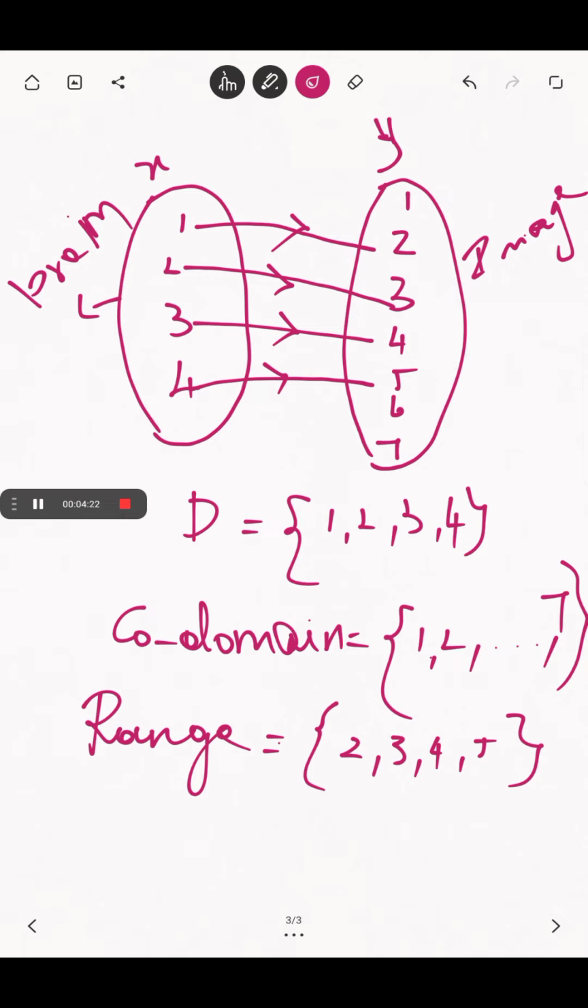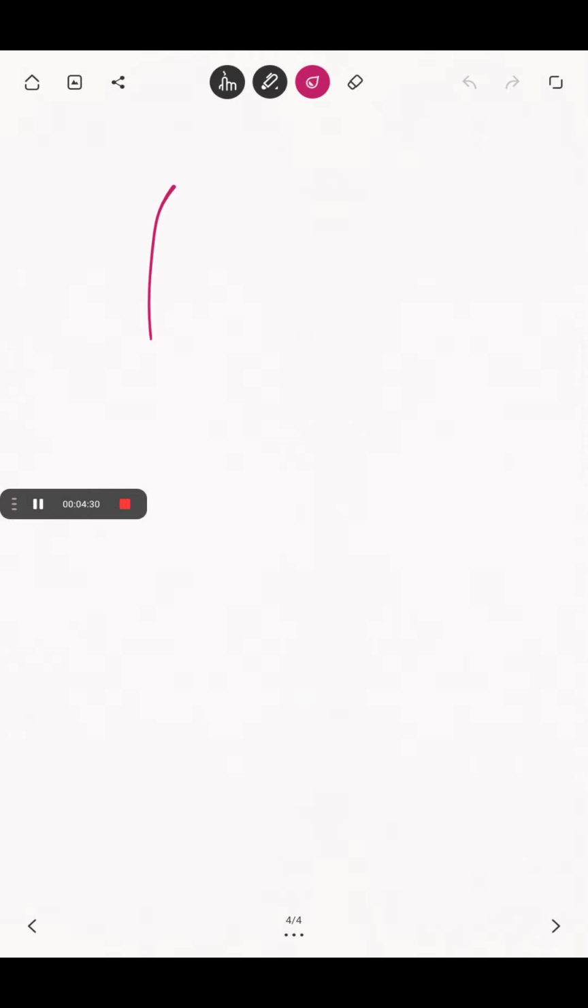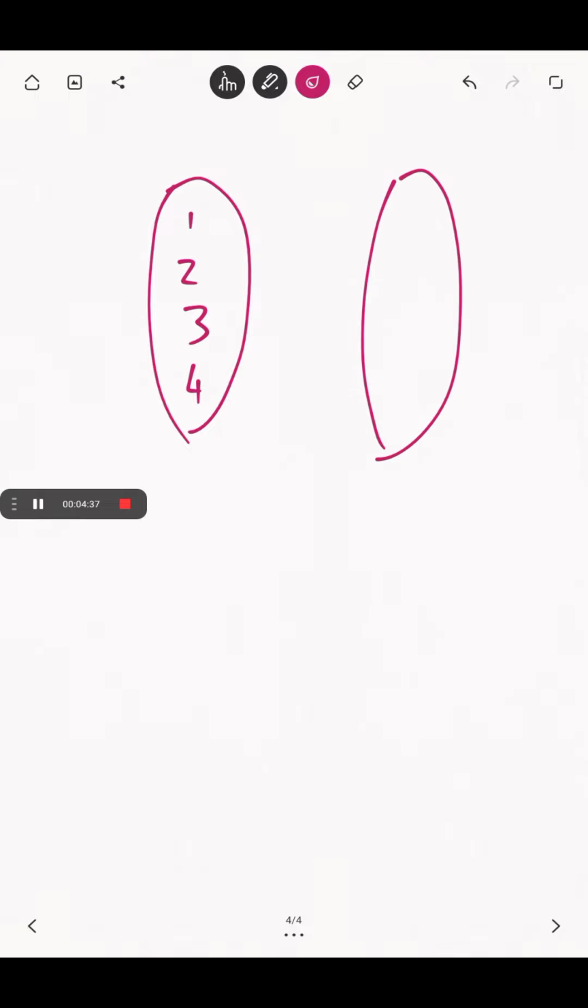Now, this is a function, right? We know that through this arrow diagram we consider this a function. I will draw another arrow diagram here. 1, 2, 3, 4 and 2, 3, 4, 5, 6. We need to check whether this is a function or not. Here this is not a function. Why is this not a function?